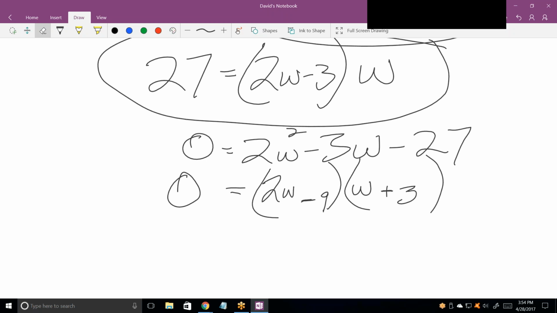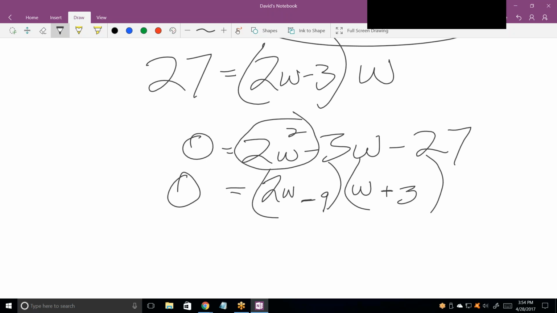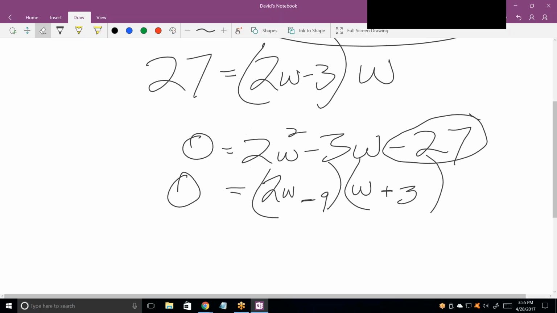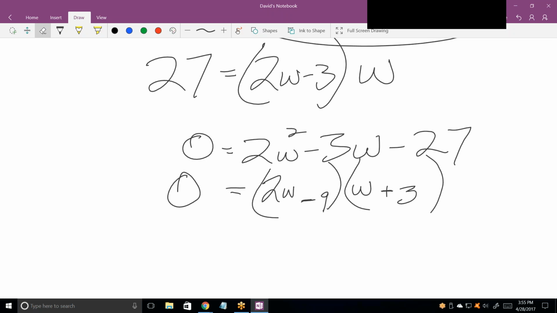until you find a combination that produces your middle term. Now, notice I didn't check the first term because I don't need to. I know that 2W times W is 2W squared. And I didn't check this term because I know that the way I arrived at these numbers, I don't need to check that term. I know that minus 9 times plus 3 is minus 27. Right. One term that's tough is the middle term. It's always the term that's in doubt.